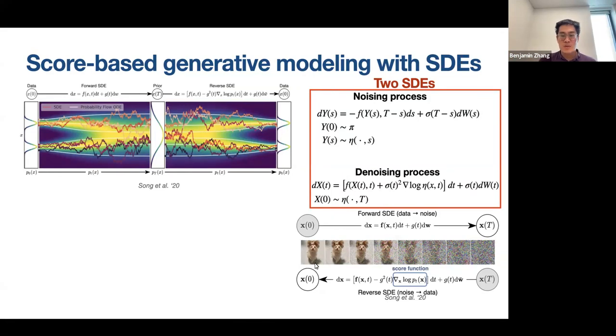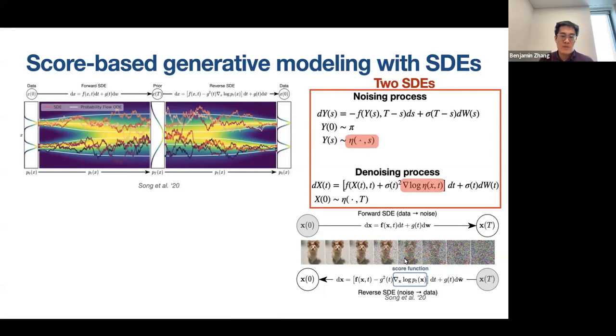At least for images, it might be something like, you have a picture of a dog, you add noise to the picture of a dog until it becomes all noise. But as you add noise to the system, you learn how to denoise it. And denoising is fundamentally based on this function here, this gradient of log eta, where eta is a distribution of the noising process. And this is what's known as the score function here.